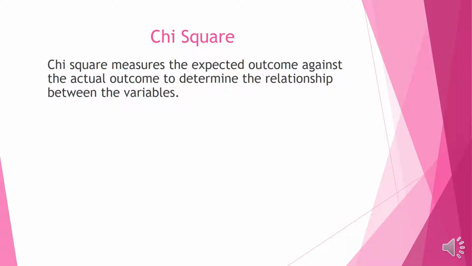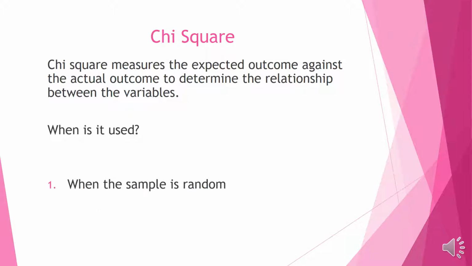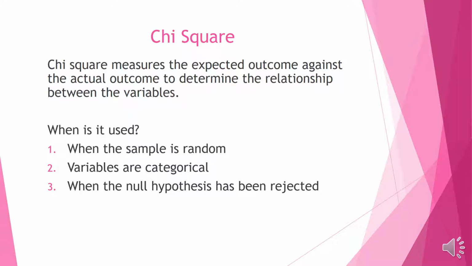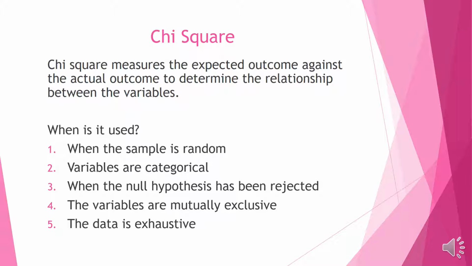Chi-square measures the expected outcome against the actual outcome to determine the relationship between the variables. When is it used? It is used when the sample is random, when the variables are categorical, when the null hypothesis has been rejected, when the variables are mutually exclusive, and finally, when the data is exhaustive.